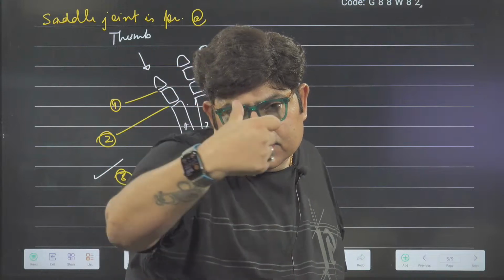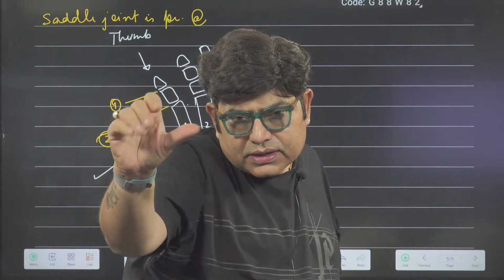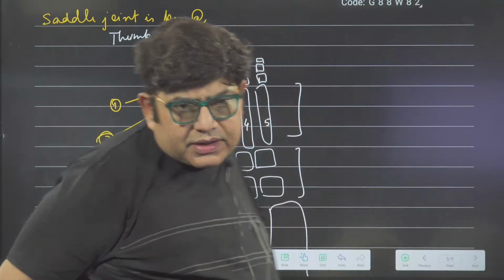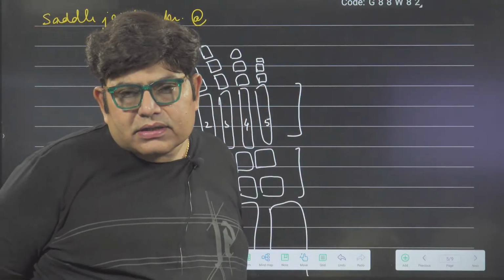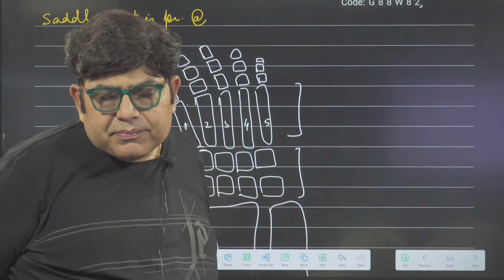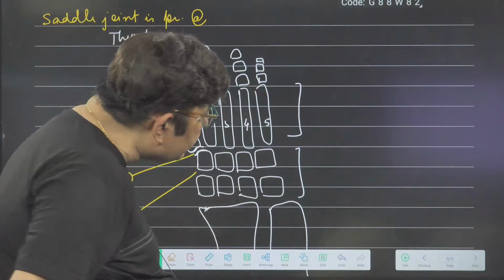So this joint that helps us to move the thumb, touch the tip of the finger, this type of thumb is a very important evolutionary feature in hominids.